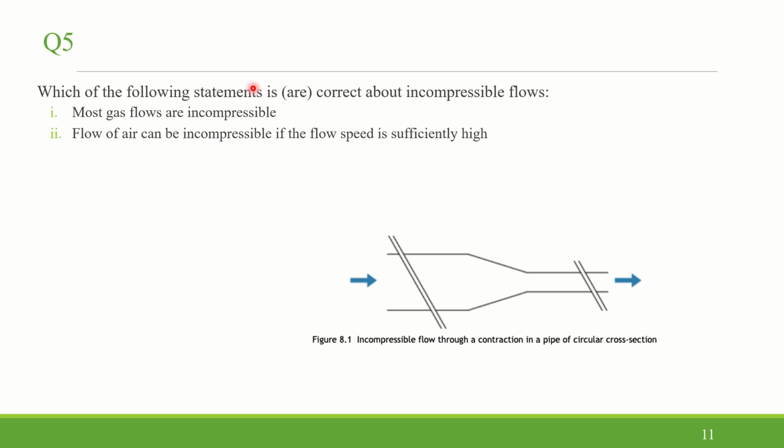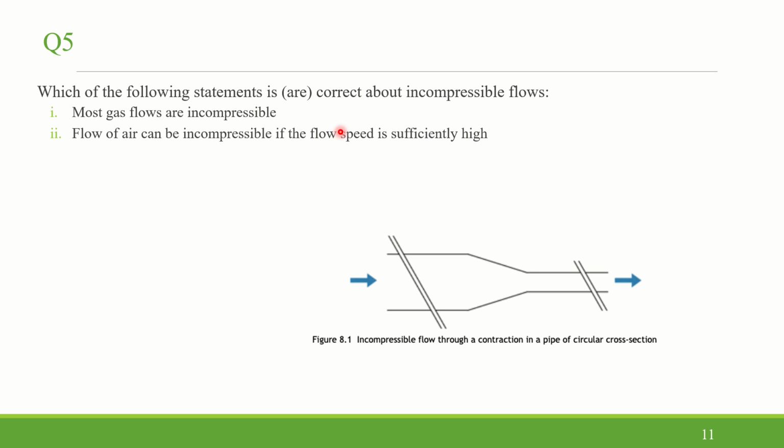Which of the following statements is or are correct about incompressible flows? Here we are given some statements, and we need to identify which of them are correct and which are wrong for incompressible flows. The first one is that most gas flows are incompressible, and the second is that flow of air can be incompressible if the flow speed is sufficiently high. I would say that both statements are wrong.